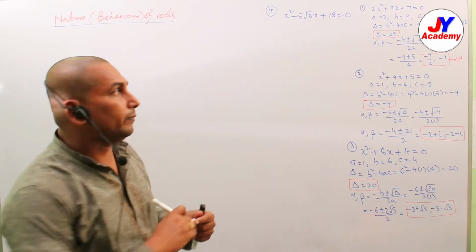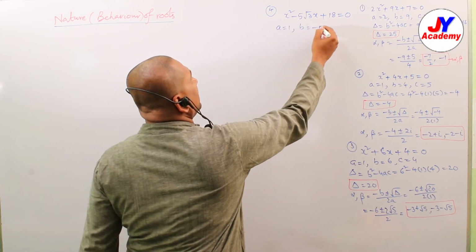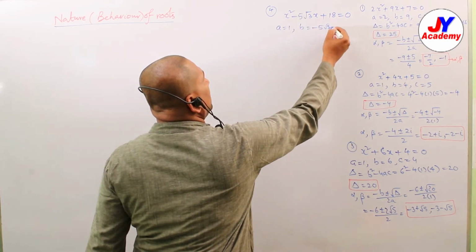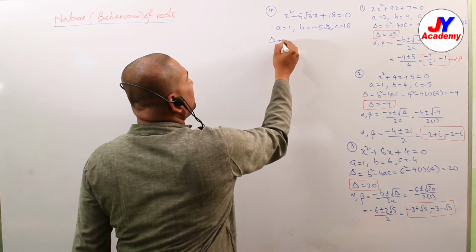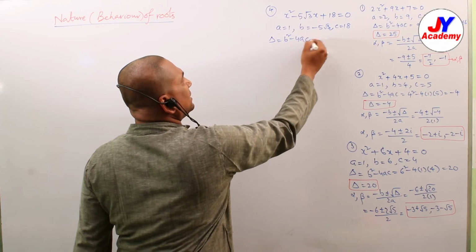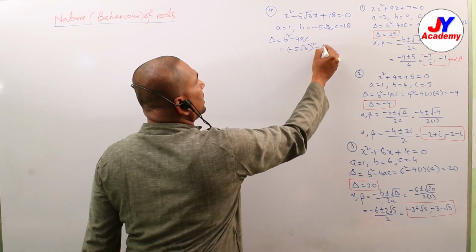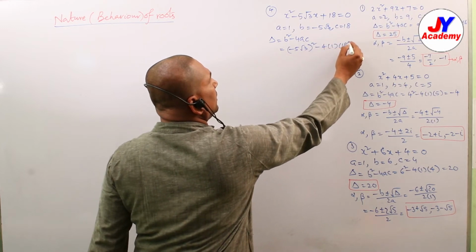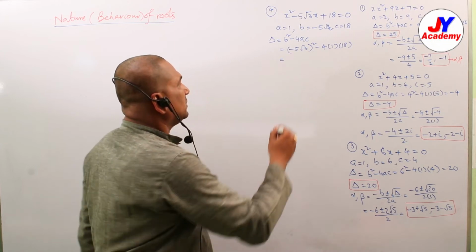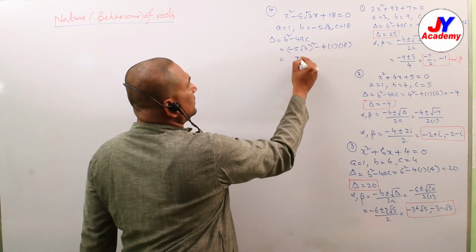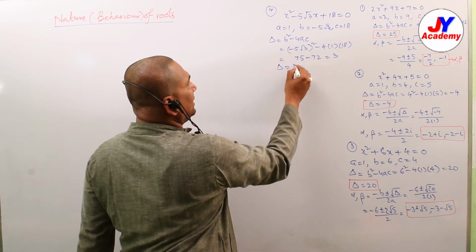Okay na? Right. Here what is A? 1. What is B? Minus 5 root 3. What is C? 18. What is delta? B square minus 4AC, so minus 5 root 3 whole square minus 4 into 1 into 18. 25 3s, 25 3s minus 72 is equal to 3. So what is delta? 3.